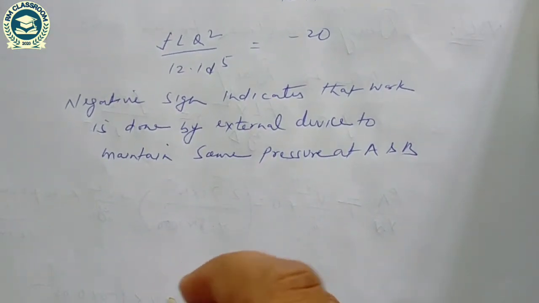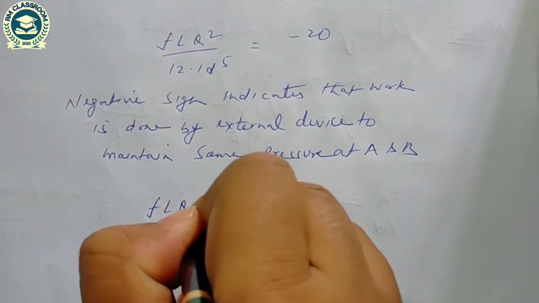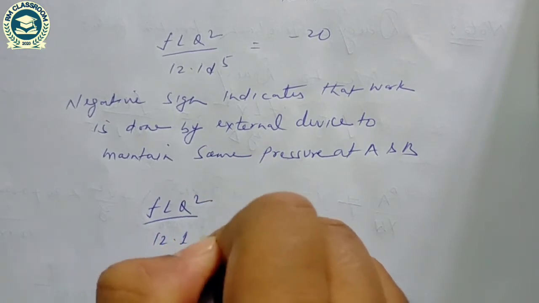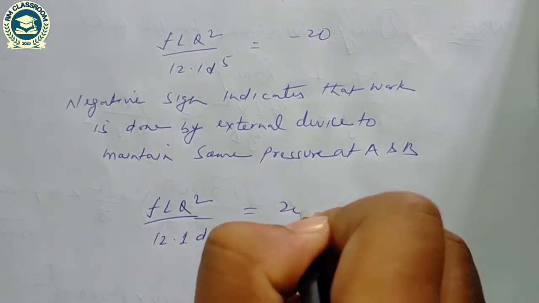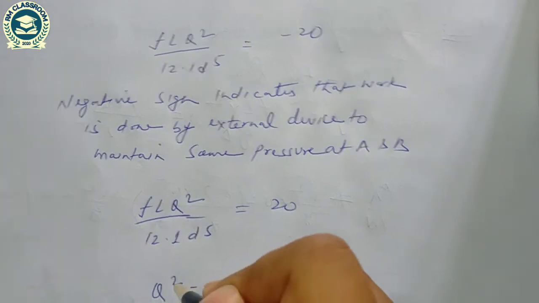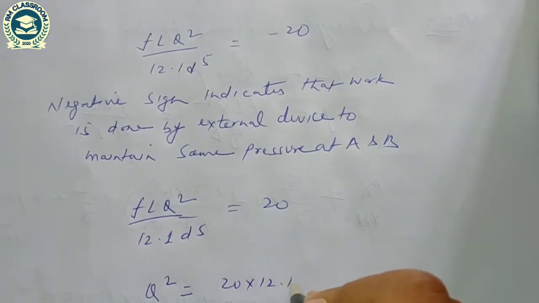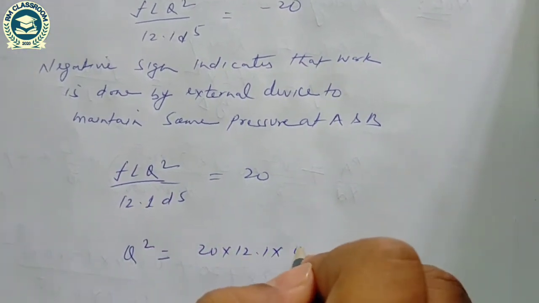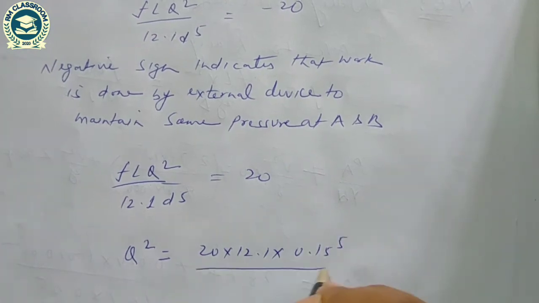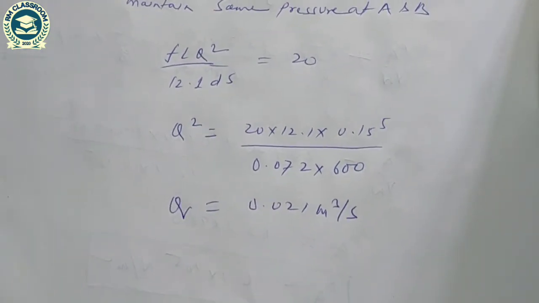So we can write f L Q square divided by 12.1 into D^5 is equal to 20. So Q square is equal to 20 into 12.1 into 0.15 to the power 5 divided by f, which is 0.072, into length, which is 600. So the value of Q is 0.021 meter cube per second. So this is the discharge asked in the question.